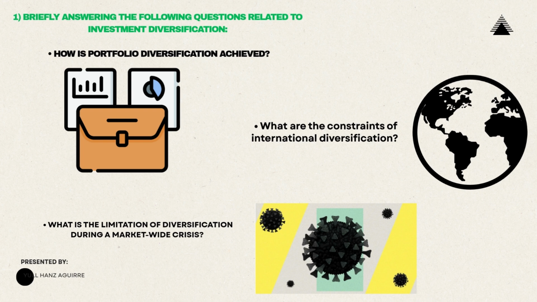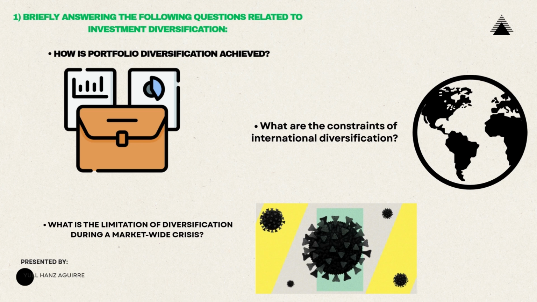And finally, for these next three questions: how is diversification achieved? By spreading investments across unrelated assets like stocks, bonds, and commodities to manage the risk involved. Number two, international constraints on diversification. Currency risk, we have political instability and regulations, which can undermine gains.